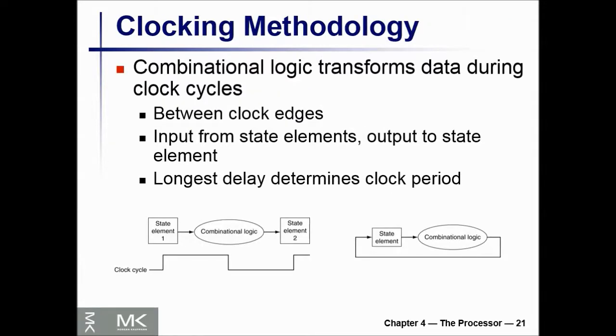The figure shows two state elements surrounding a block of combinational logic, which operates in a single clock cycle. All signals must propagate from state element 1 through the combinational logic and to state element 2 in the time of one clock cycle. The time necessary for the signals to reach state element 2 defines the length of the clock cycle.